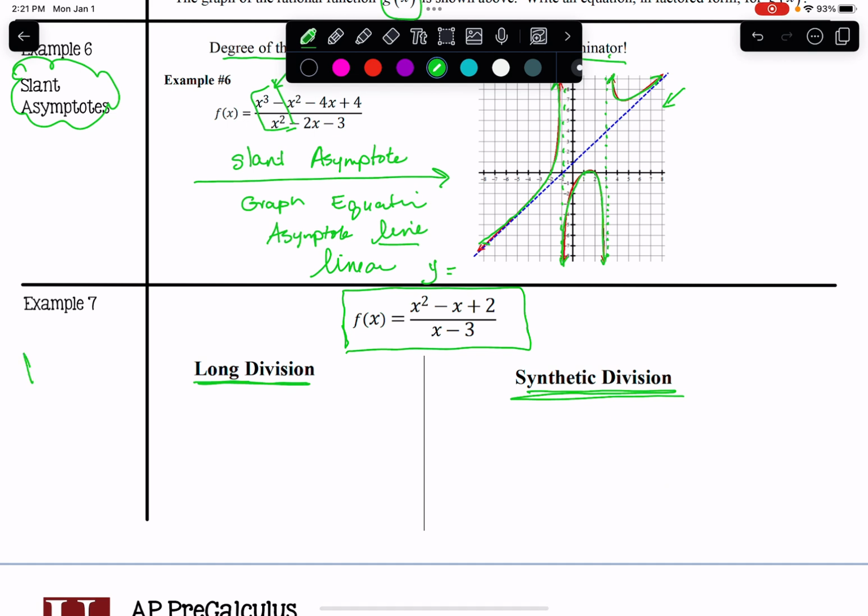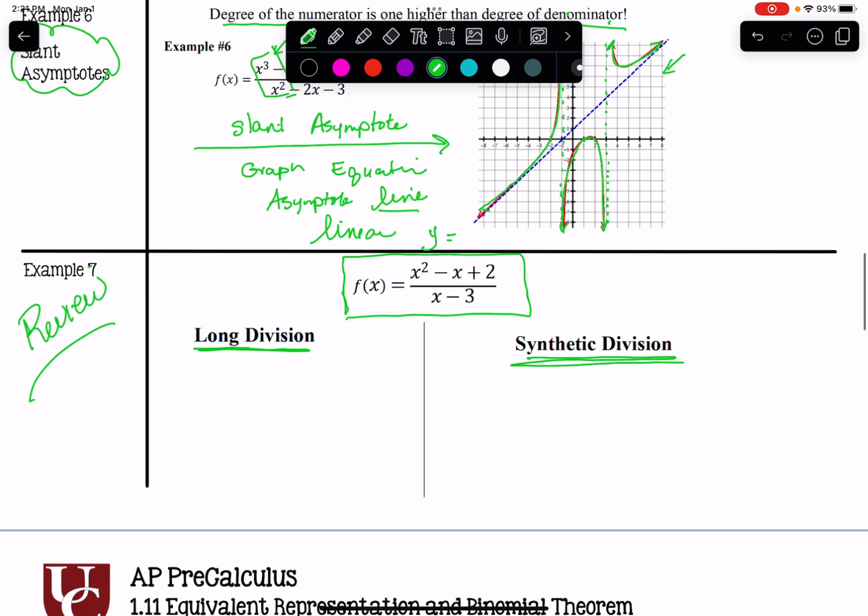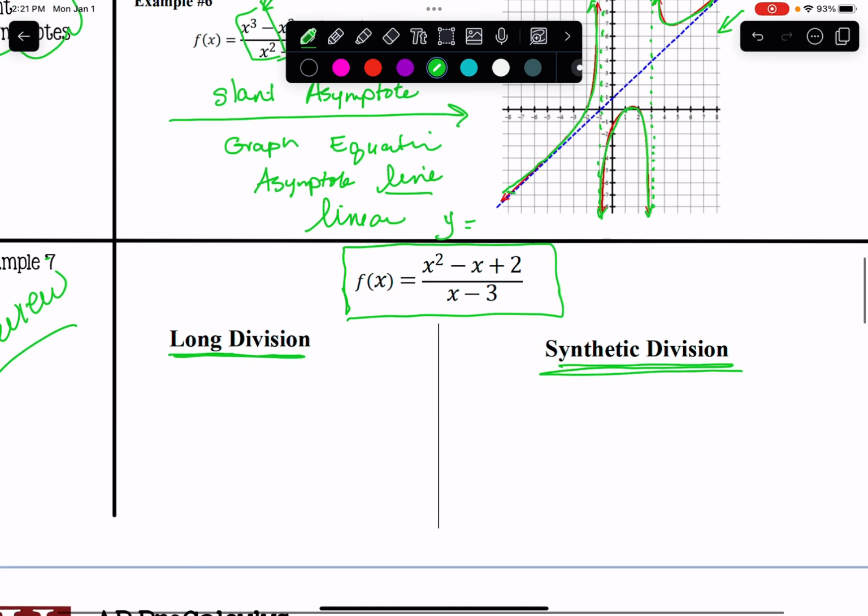So this is totally review, hopefully. And you need to practice. You'll be doing this a lot if you don't know it already. All right, so we have long division. You just write it out like a long division math problem. I'm dividing by x minus 3, and what I'm dividing is x squared minus x plus 2.